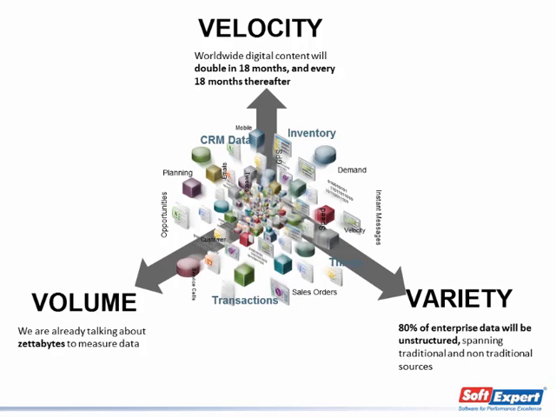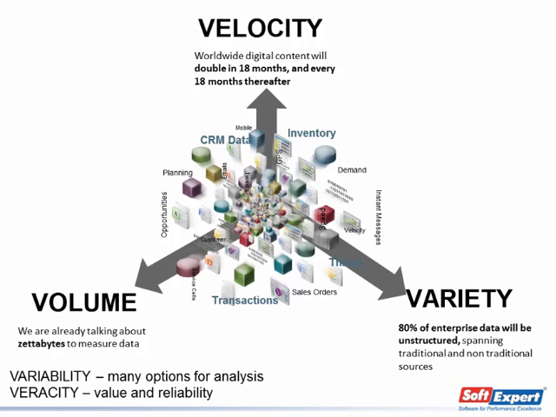So the second V is velocity. Worldwide digital content will double in 18 months and every 18 months thereafter. It's not the actual volume, but the velocity that it's growing. And variety, the third V: 80% of enterprise data will be unstructured, spanning traditional and non-traditional sources, different kinds of content. And researching about these 3 V's, I found other V's that, of course, are not a formal approach for this, but I'd like to mention here.